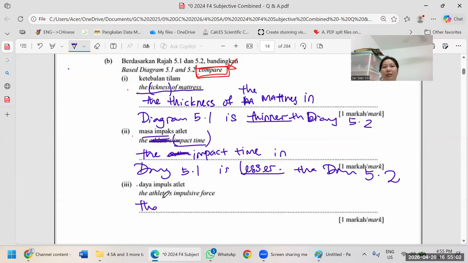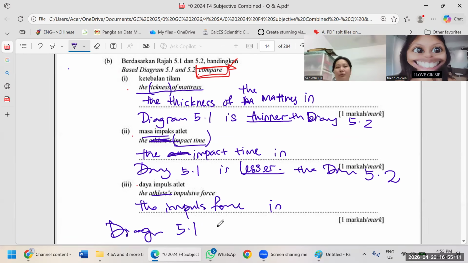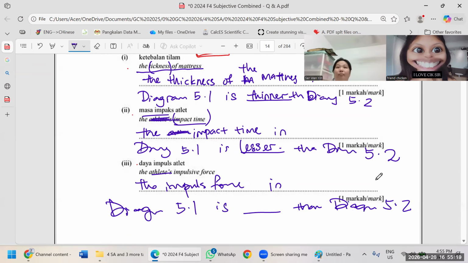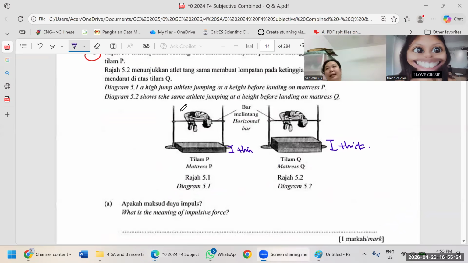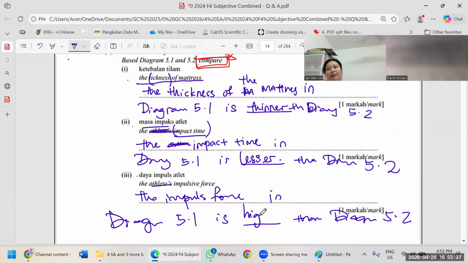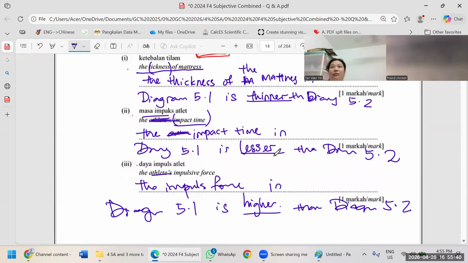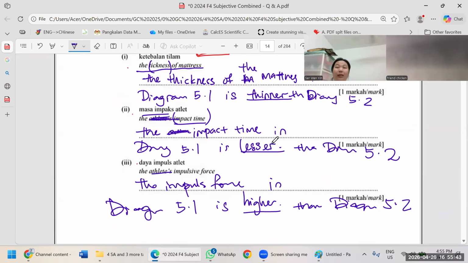Then now the impulsive force in diagram 5.1 is what, then in diagram 5.2? Impulsive force. It's higher than. Okay, this is the format sentence. Compare.